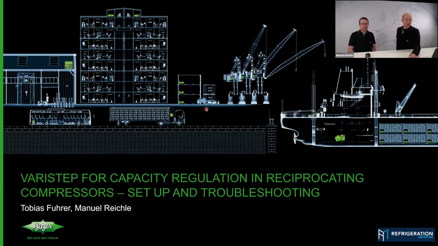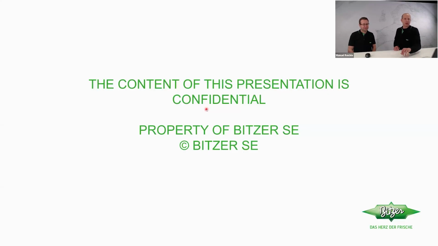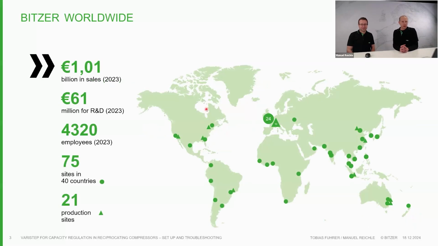Before really going into the deep dive into the technical topics, a brief look at Bitzer as a company. You have mentioned it, Trevor. We are worldwide active and represented in many, many countries around the globe, with 75 sites in 40 countries, and 21 production sites, and reached 1 billion in turnover last year, right?